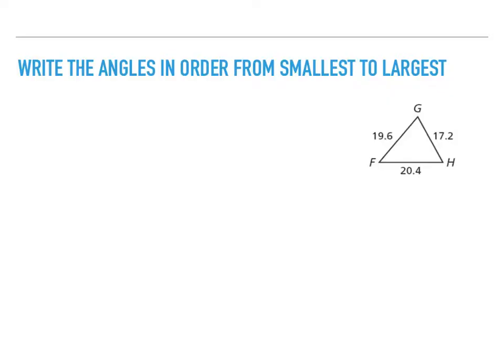Now we're going to do some examples. Write the angles in order from smallest to largest. What's given are the sides, so first we'll write the sides from smallest to largest. What's the smallest side? 17.2, which corresponds to GH. What angle is opposite of GH? Angle F.